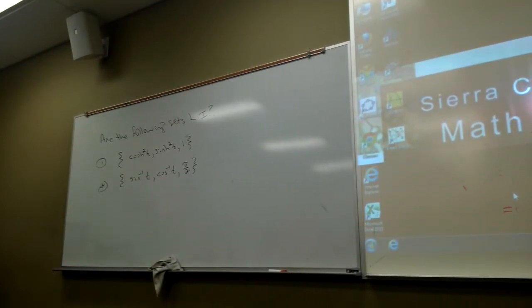Well, we need to put it in radians, so pi over 4 plus pi over 4 equals pi over 2. So the cosine and sine of root 2 over 2 for t will make them dependent.